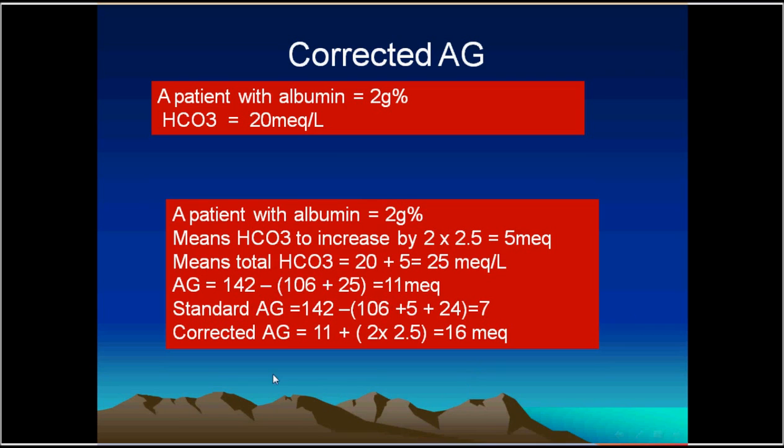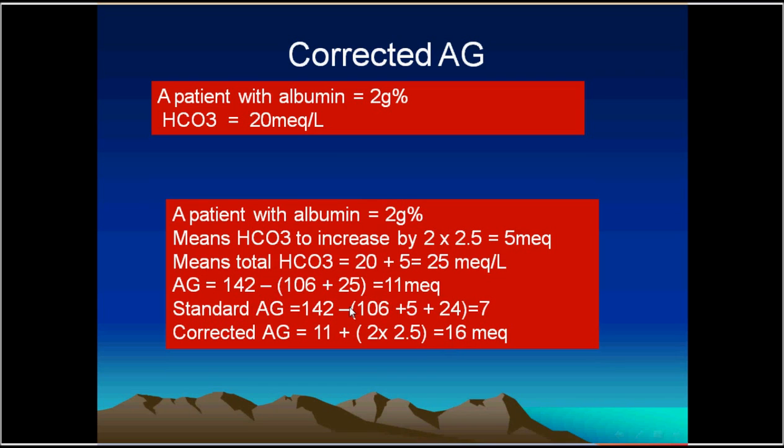By the formula we mentioned before, corrected anion gap equals the anion gap we have, plus the difference between albumin of 2 grams and 4 grams normal. The difference is 2 multiplied by 2.5. This gives you 5 plus 11, which is 16. This 16 is more than 12. So this is a high anion gap.